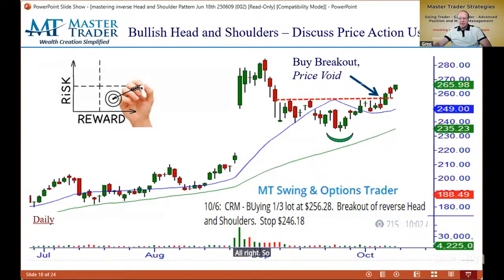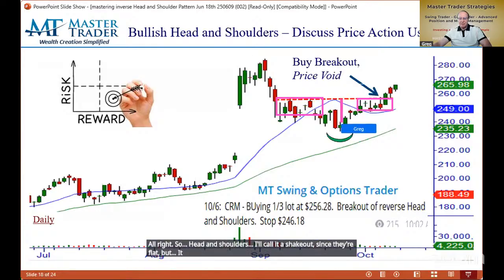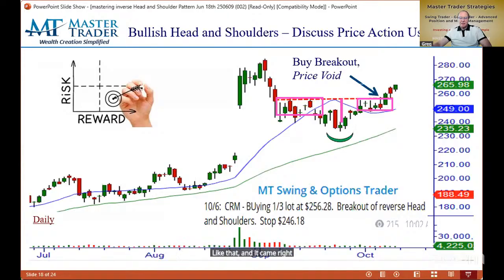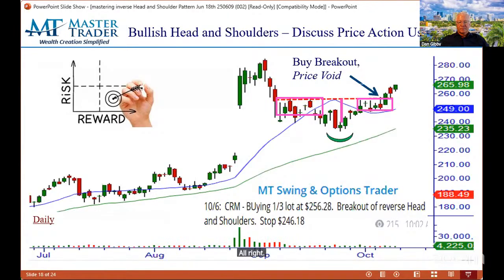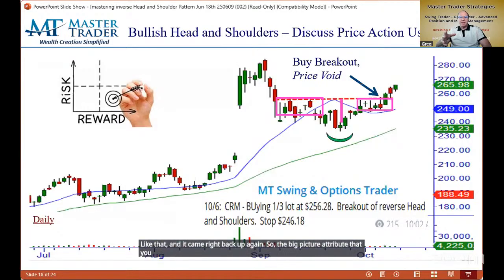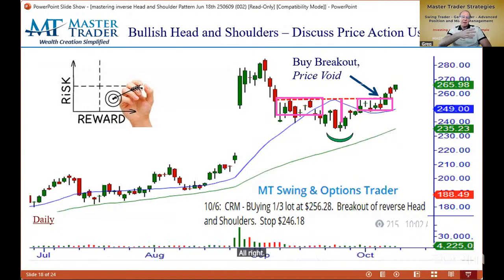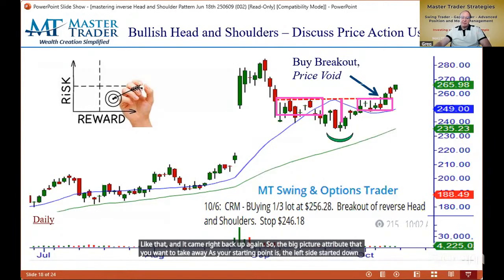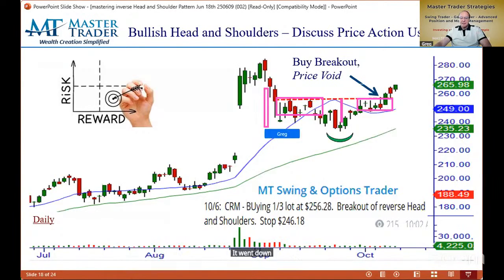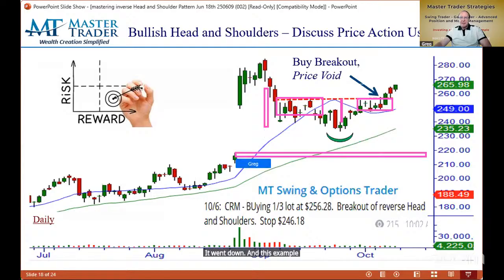So head and shoulders, I'll call it a shakeout since they're flat, but it spiked down like that and it came right back up again. Right. So the big picture attribute that you want to take away as your starting point is the left side started down, right? It went down. And in this example, as Dan mentioned, it's got this gap up. And because this came out of a consolidation, it really shouldn't come down. It should not fill the gap.